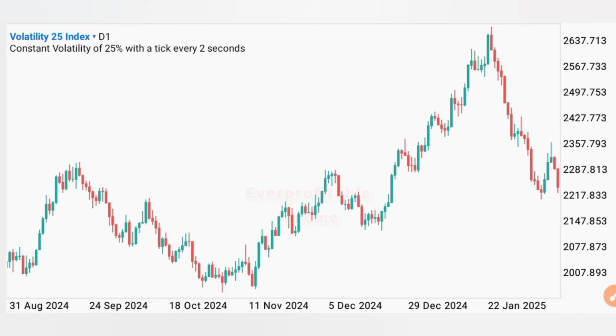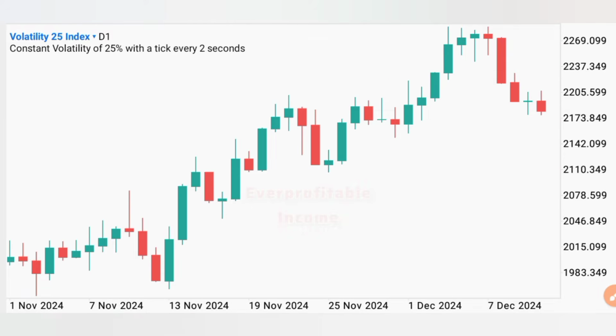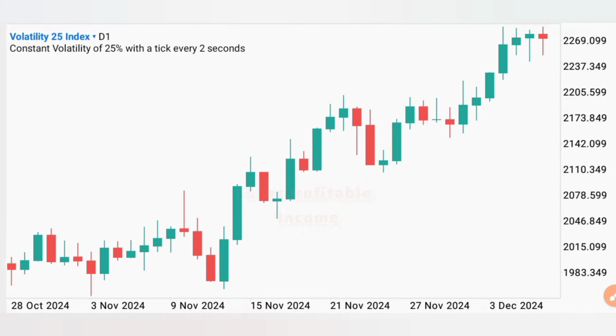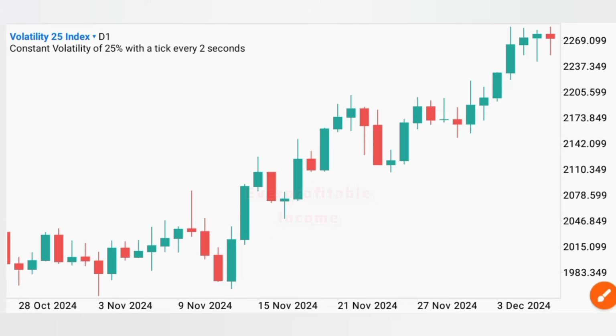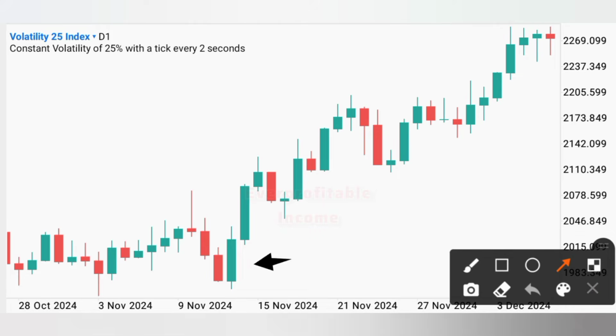Okay, let's use this as an example. Okay, now look at this. This is an engulfing candlestick. The candlestick will be bigger than the previous candlestick. You can see that it's completely engulfed the previous candlestick. It's covered the previous candlestick.